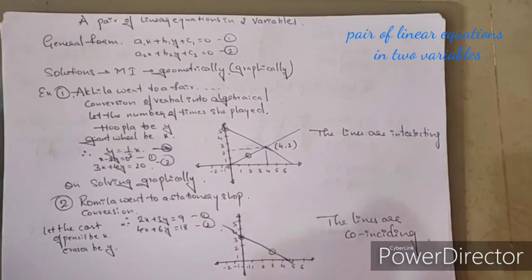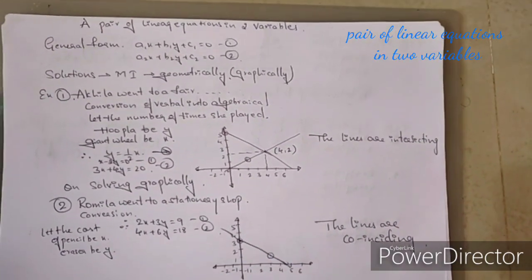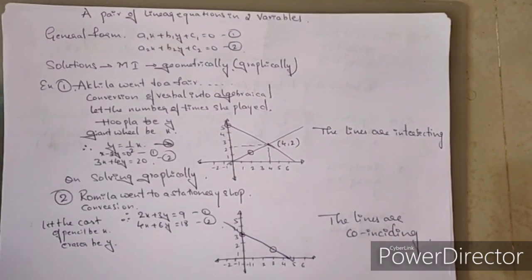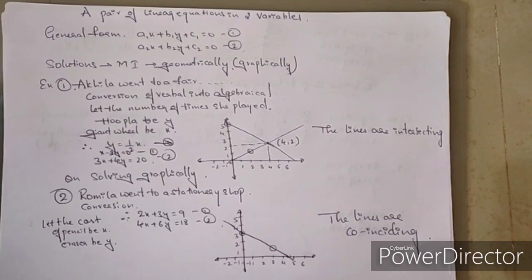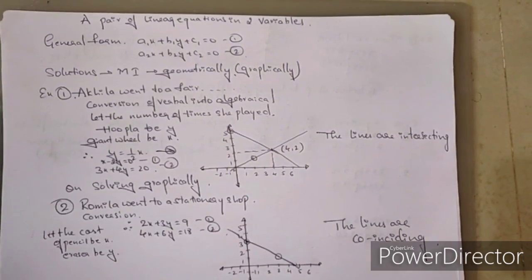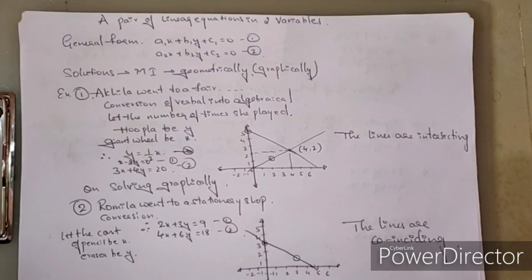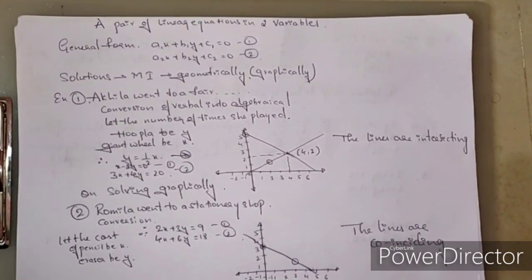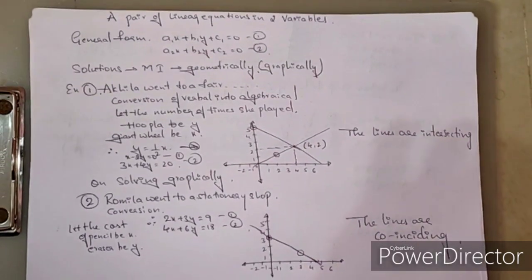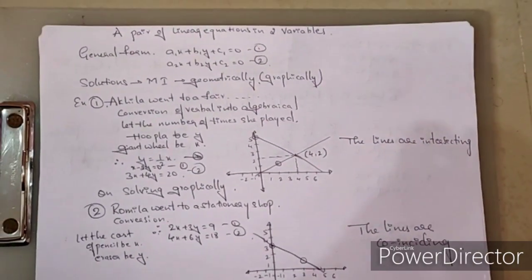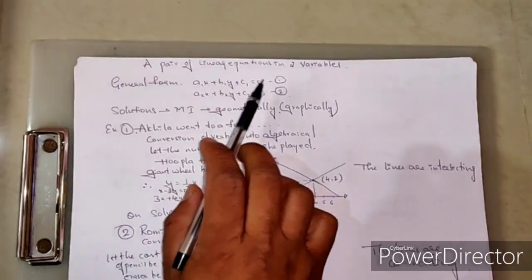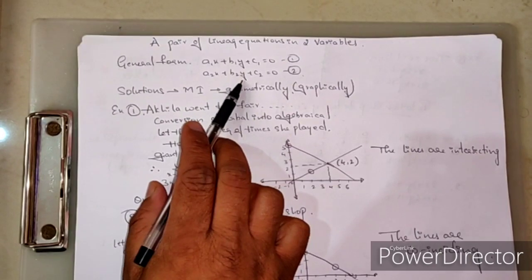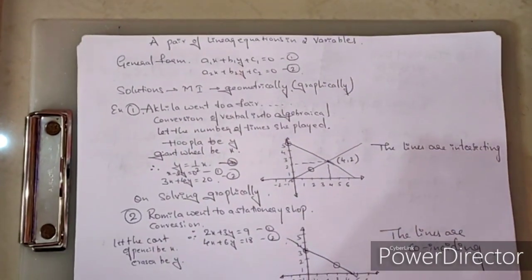Hello children, as you know we are discussing the chapter A Pair of Linear Equations in Two Variables. The linear equations will be of degree 1, equated to some constant, and thus it becomes an equation in two variables. The general form of these will be a1x plus b1y plus c1 is equal to 0, and the second equation's general form will be a2x plus b2y plus c2 is equal to 0.